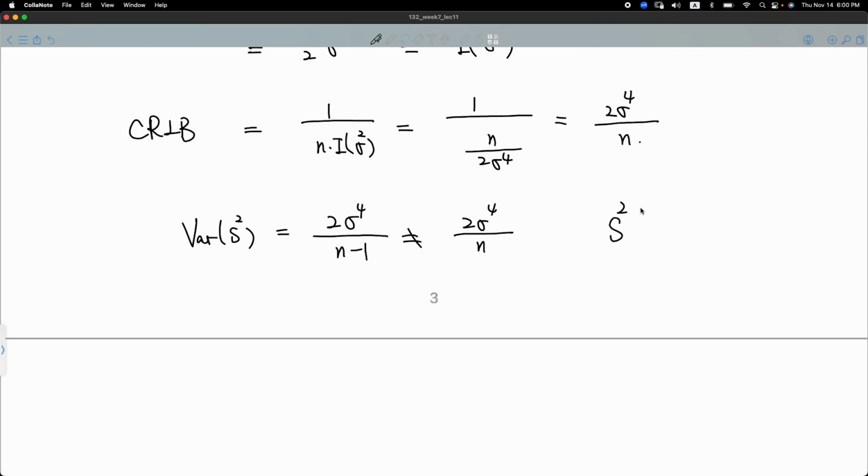So S squared is not an efficient estimator, because it does not equal the Cramer-Rao lower bound, so it's not an efficient estimator.